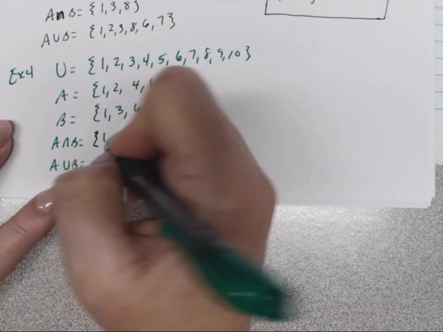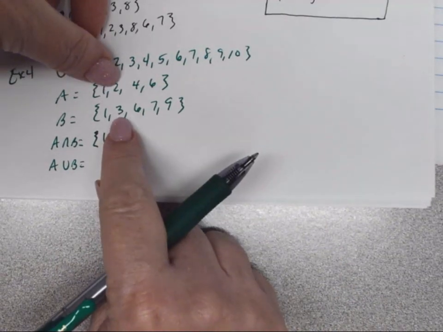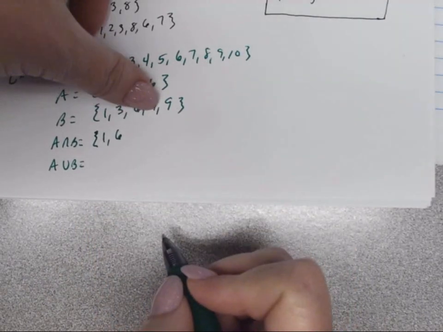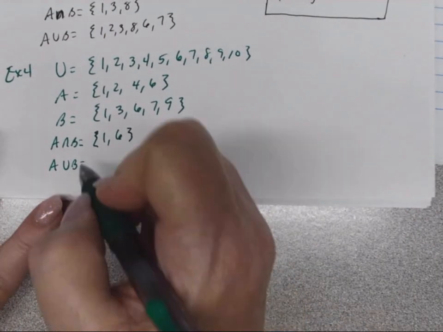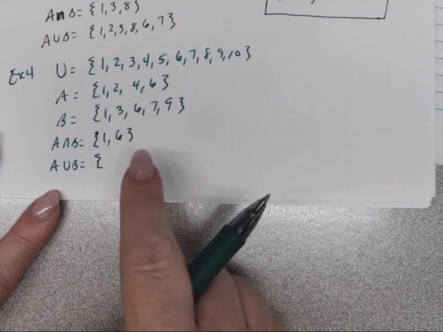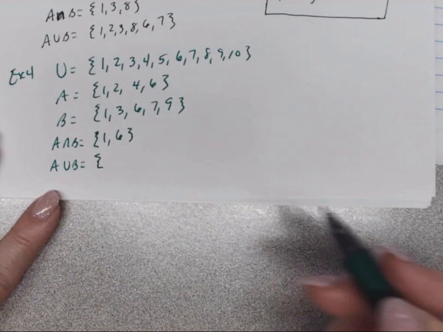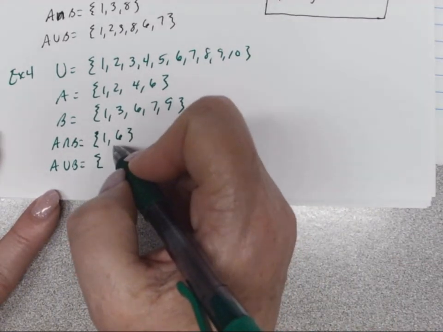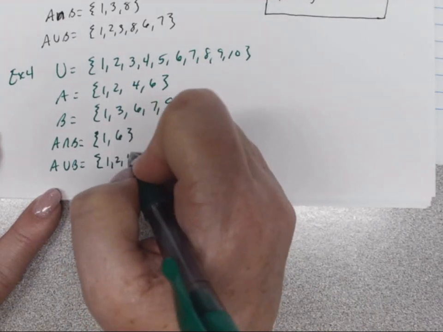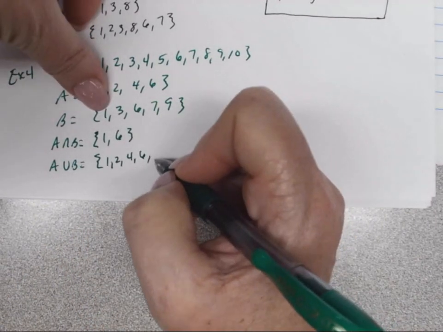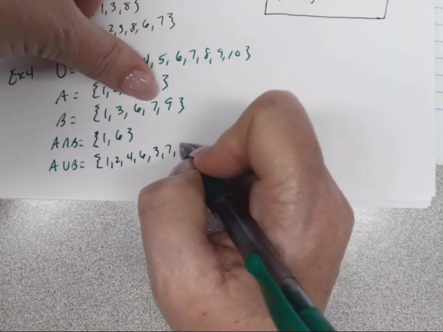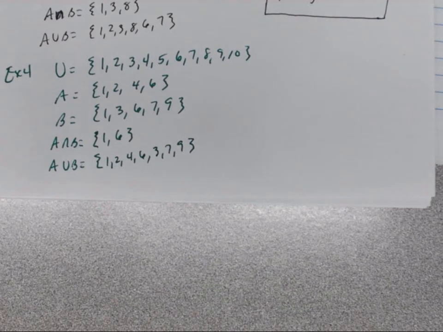They both have 1. They both don't have 2 or 3 or 4, but they both have 6. And they don't have 7 or 9 together. And then the union, we can, again, write all of set A, and then we'll add on set B. Or you can put them all in one order. It doesn't matter. So I can write 1, 2, 4, and 6. I already have 1. I need a 3. I already have 6. I need a 7. And I need a 9. So there is my union.